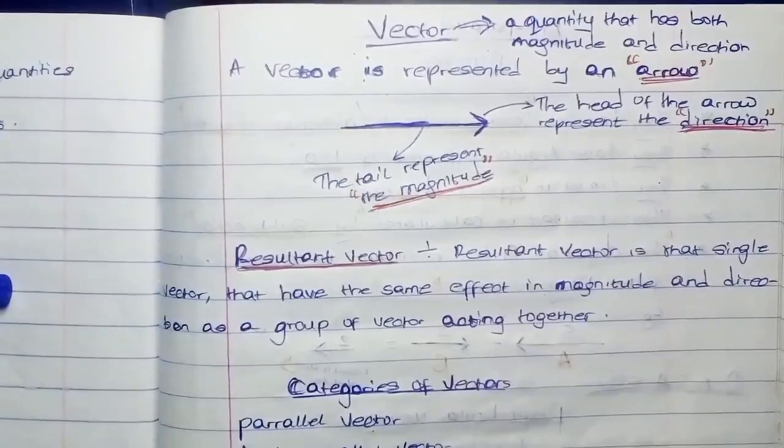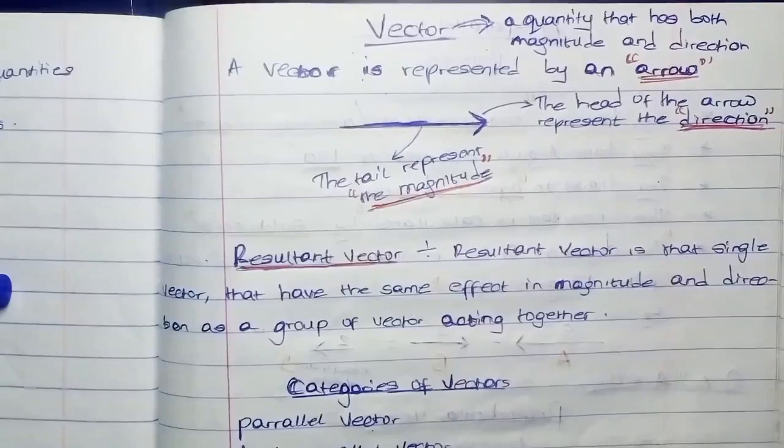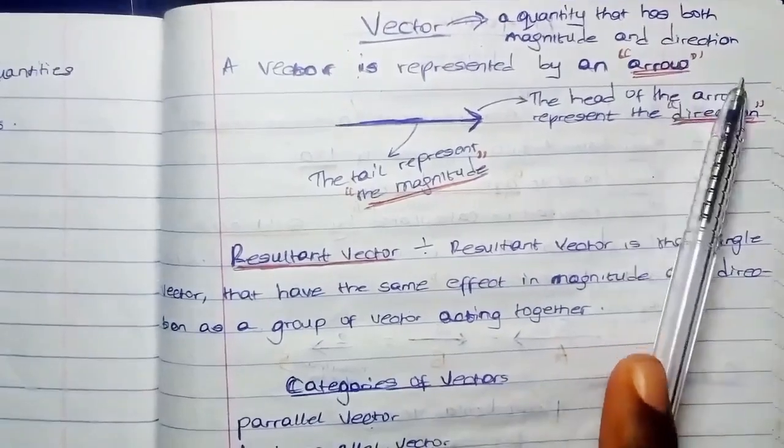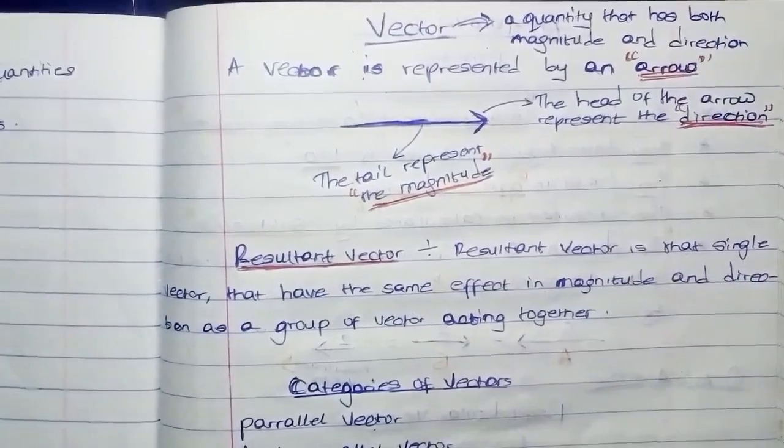Now, let me tell you what is scalar quantity. Scalar quantity, these are quantities that only have magnitude but no direction. Whereas a vector quantity, these are quantities that have both magnitude and direction. Now, generally, direction, we all know what direction means. It means path.